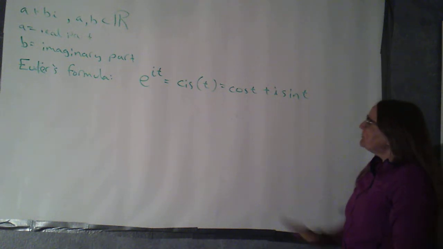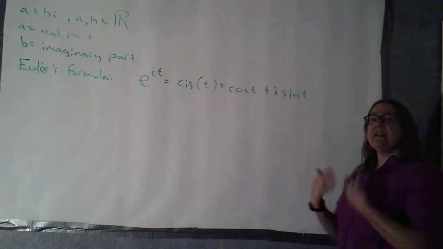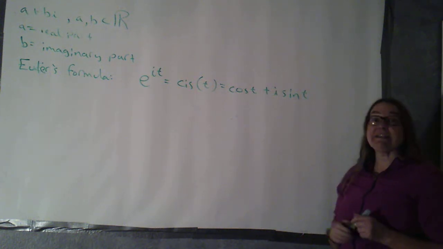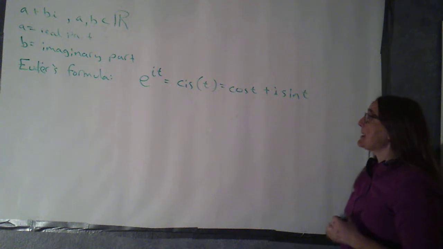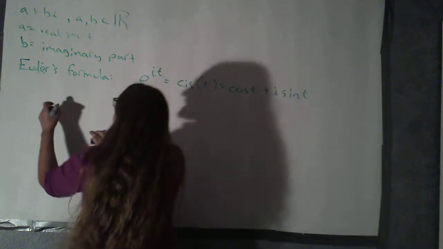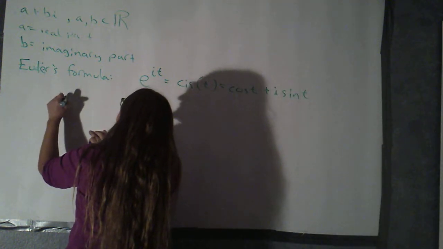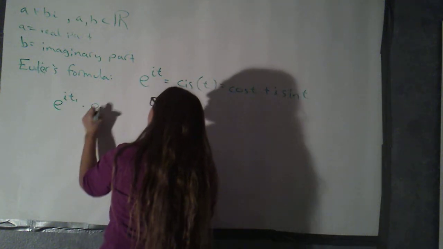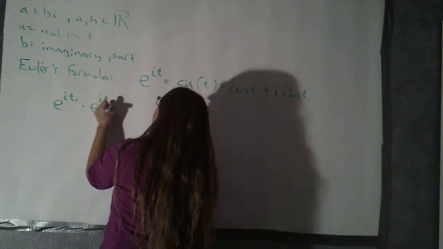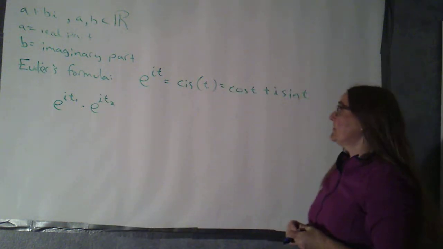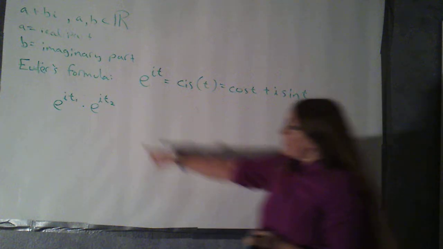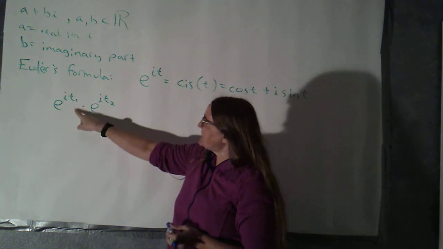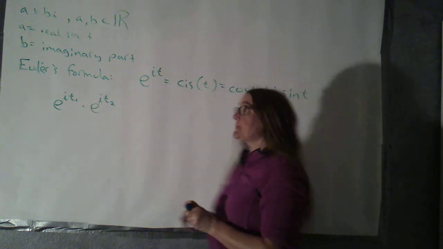Okay. Well, what I'm going to do is just illustrate a reason why this formula actually does make sense. Okay. So let's just say I was multiplying e to the i times t1, and I wanted to multiply that by e to the i times t2. Okay. So I know that if I'm multiplying two things that have the same base, I can just add the exponents.